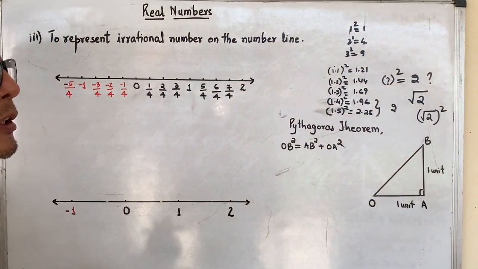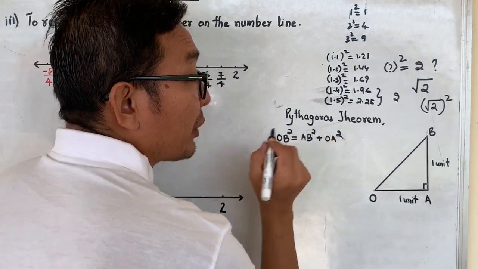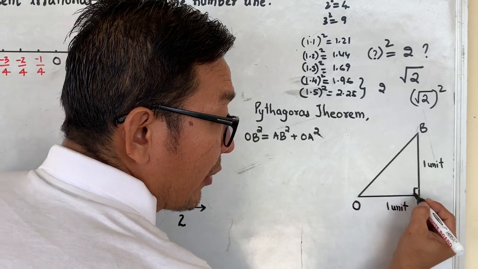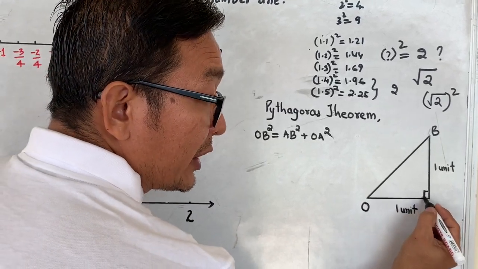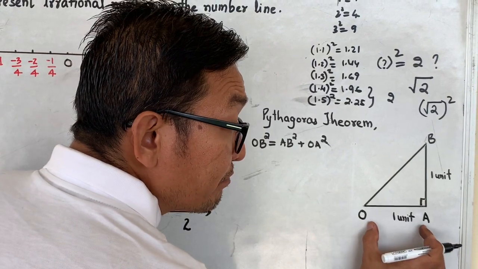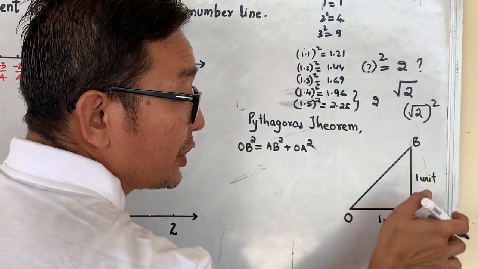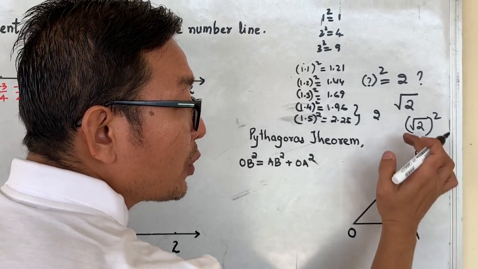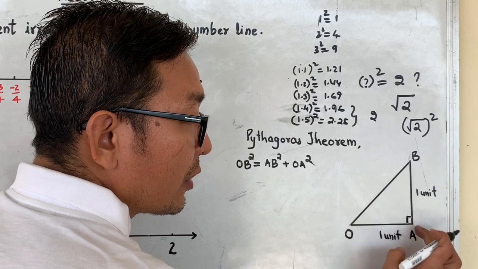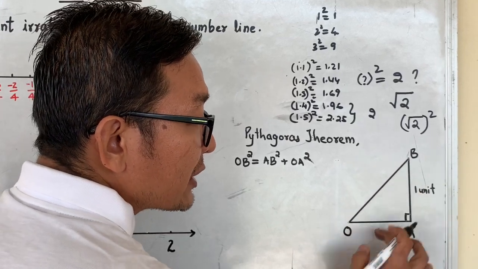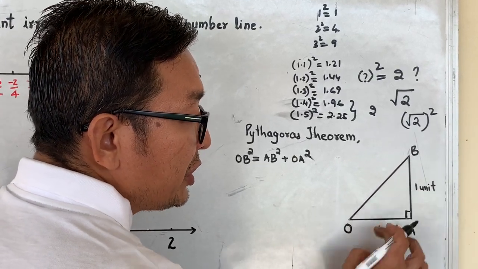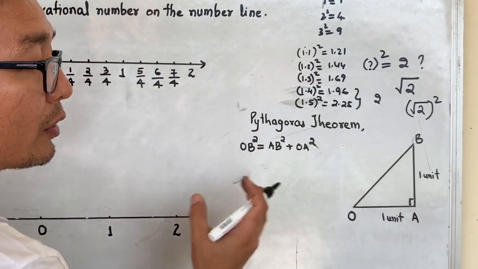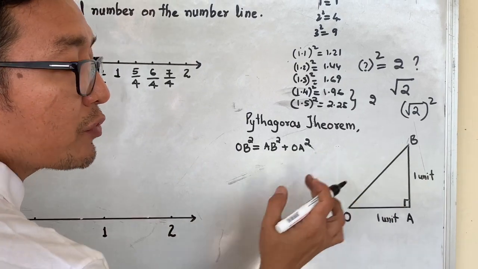So we are going to represent irrational numbers on the number line. For this, we need to apply the Pythagoras theorem. When we take a right angle triangle with one unit, OA is the base of one unit and the perpendicular AB is one unit. That is how we need to apply the Pythagoras theorem to find the third side.